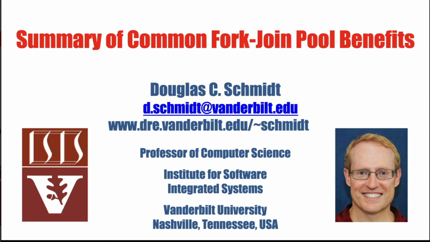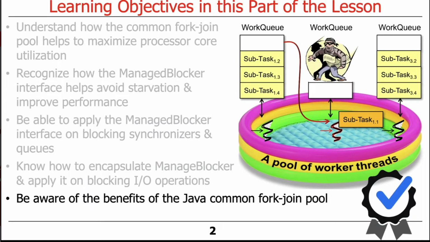So now that you've had a chance to see the common fork join pool in action and see how you can use manage blocker and so on, let's summarize some of the benefits of using the common fork join pool. There's a number of things that you get, and these are what make it very valuable. It's probably a good idea to try to use it as much as you can for the reasons we're about to discuss.